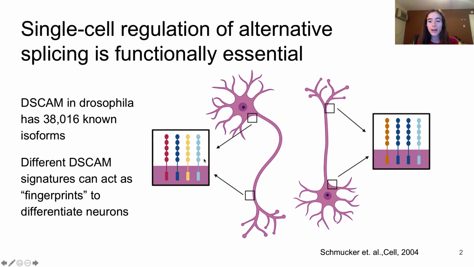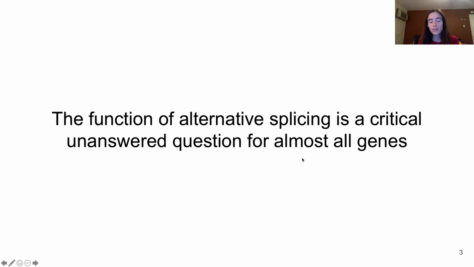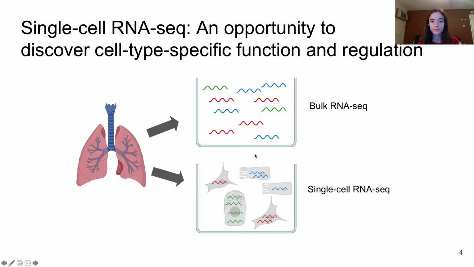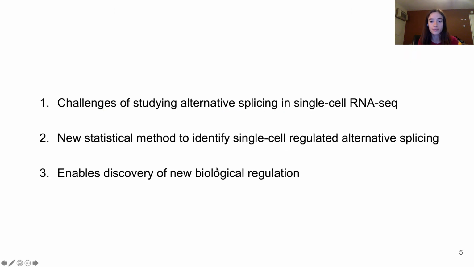Alternative splicing has been massively understudied at the single-cell level, especially in non-brain tissues, meaning that there are critical unanswered questions about its functions in all cells. Single-cell sequencing provides a new opportunity to discover cell-type-specific function and regulation of alternative splicing by reporting the cell of origin of each RNA molecule, as opposed to bulk RNA sequencing, which doesn't differentiate between RNA molecules from different cells.